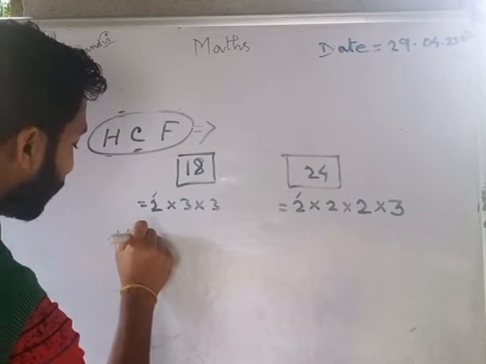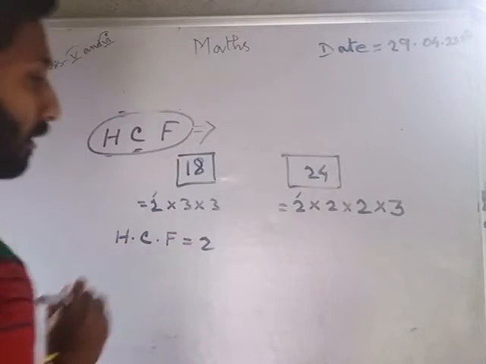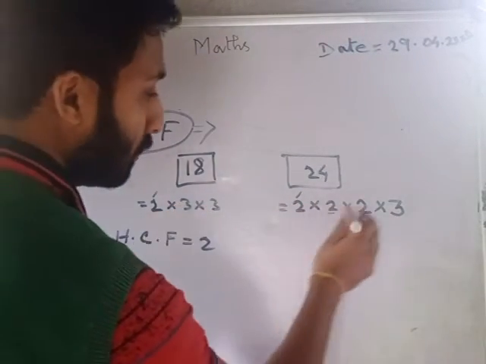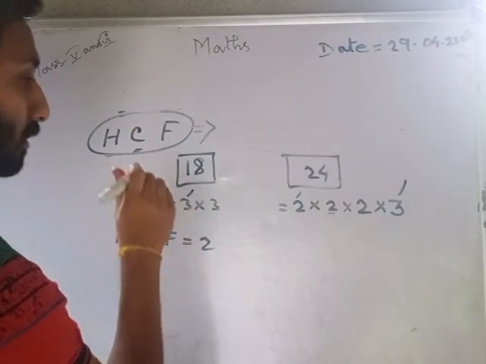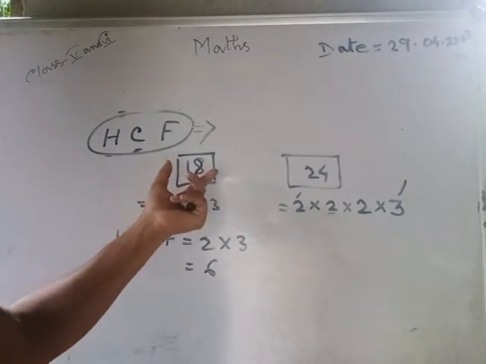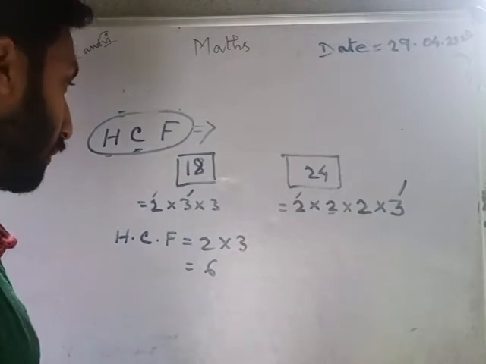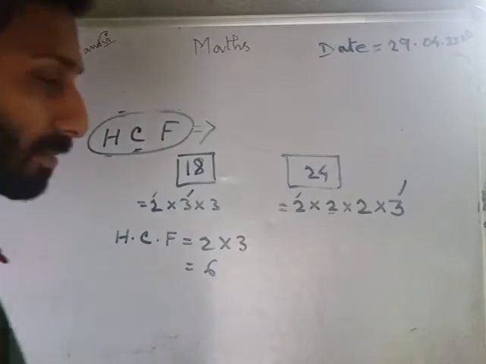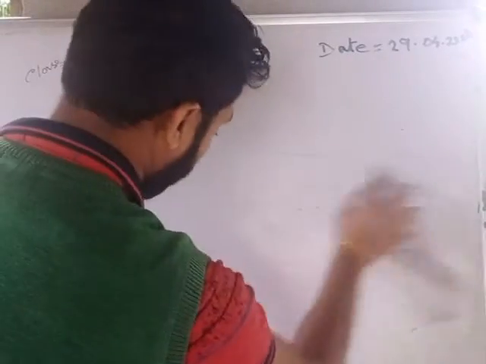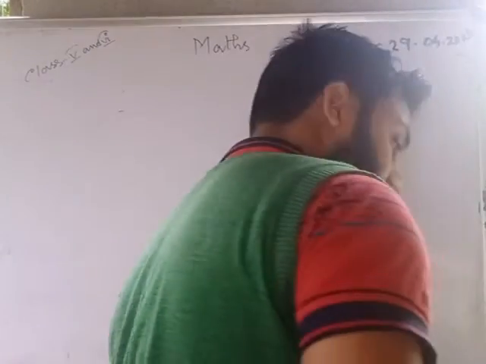So the HCF is: 2 at first right over here. After that, 2 is in here but not in there, so you don't write it. After that 3, so you should write 3, and 2 times 3 is 6. That means the highest common factor of 18 and 24 is 6. That is the rule. And different types of methods are there. One different type is called the division method.